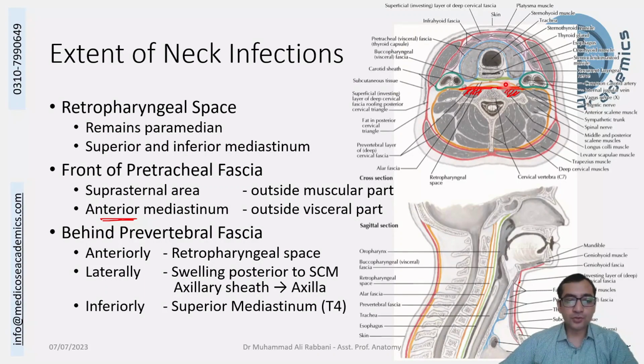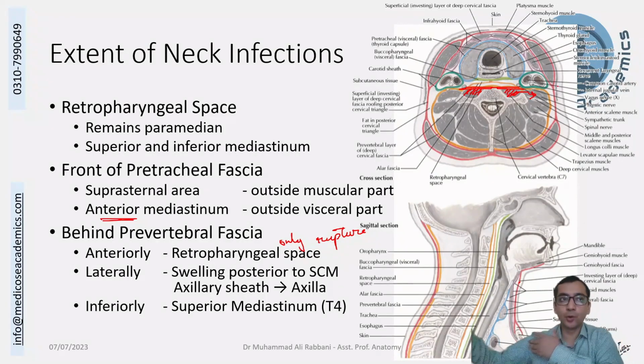Anteriorly, it goes to the retropharyngeal space only after rupture. There is no actual pathway, but this is such a closed space, such a high tension is built up that it ruptures the fascia in front of it and moves to the retropharyngeal space, and it now becomes a retropharyngeal infection. Laterally, it can go beyond this point. Laterally, it can go into this space, and it goes through the axillary fascia to the upper limb also, to the axilla also.